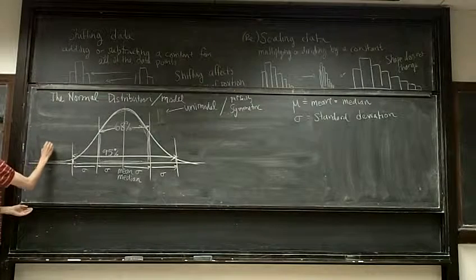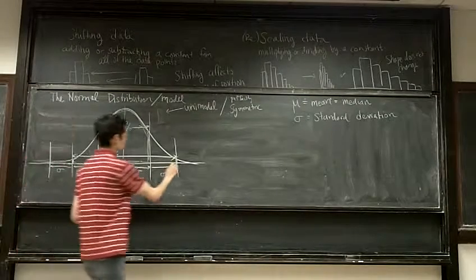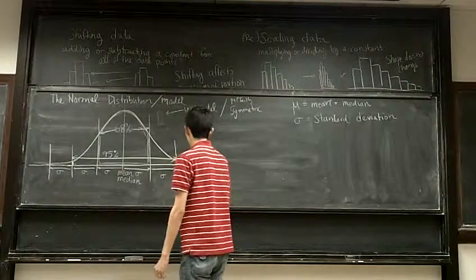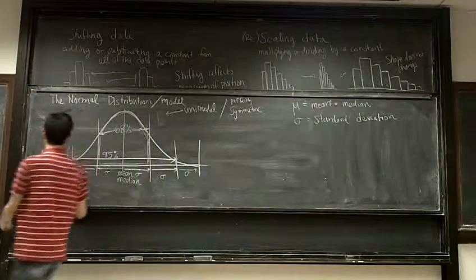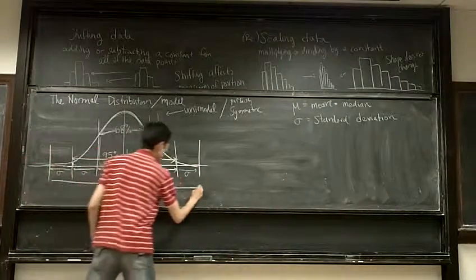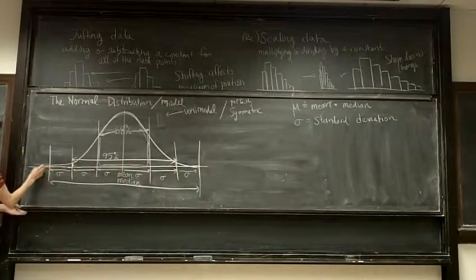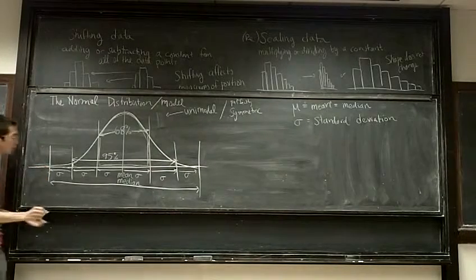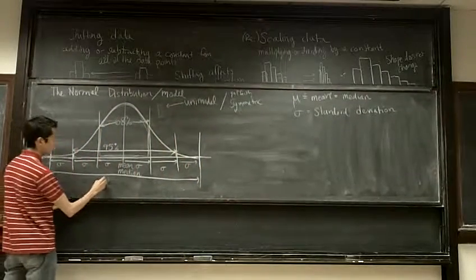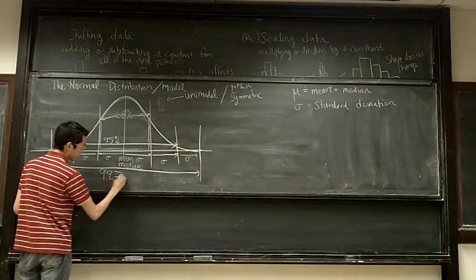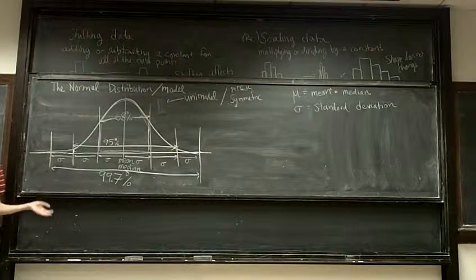And finally, if we go out three standard deviations in each direction, we contain within three standard deviations almost 100%, not quite 100%, because there's still this tiny minuscule amount that remains outside. But almost 100%, 99.7% of the data is within three standard deviations out in each direction.